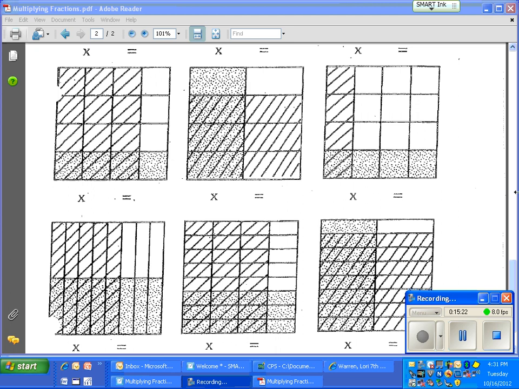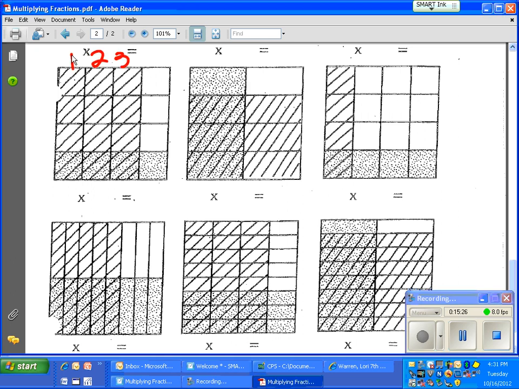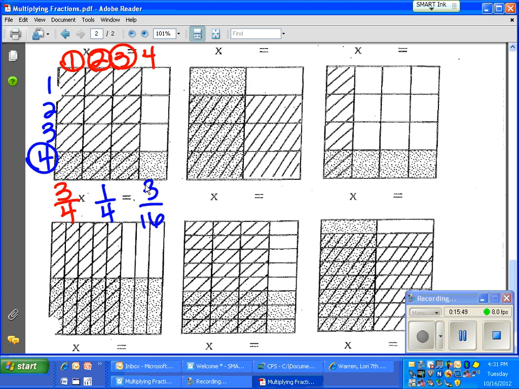Okay, so for this first one, you should have numbered 1, 2, 3, 4. So that's the first denominator. There's 1, 2, 3 that are striped. Then 1, 2, 3, 4 rows, and only one of them is striped. So your final answer should be 3/16.